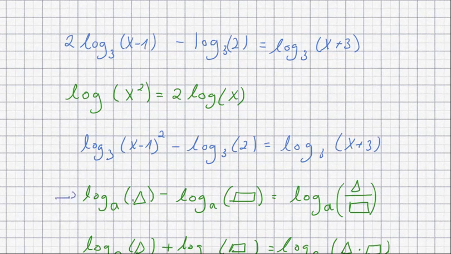Now we have this nice rule that helps us. If we have log minus another log, we can convert it into one log. But this one has a 2 in front of it, so we had to get rid of that. So we have this rule that tells us if we have a number before the log, we can move it to be the power of this part.